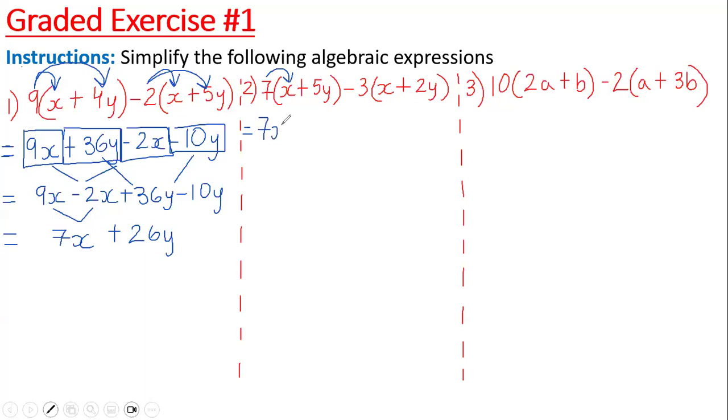By the way, the rest of you, put your answer for number 2 in the chat, please. What is 7 times 5? 35. So it's going to be 35 what? 35y. Good. Then we have what? -3 times x, which gives us what? -3x. Very good. Then we have -3 times 2y. What is -3 times 2y? That's going to give us what? Negative what? -3 times 2 is what?